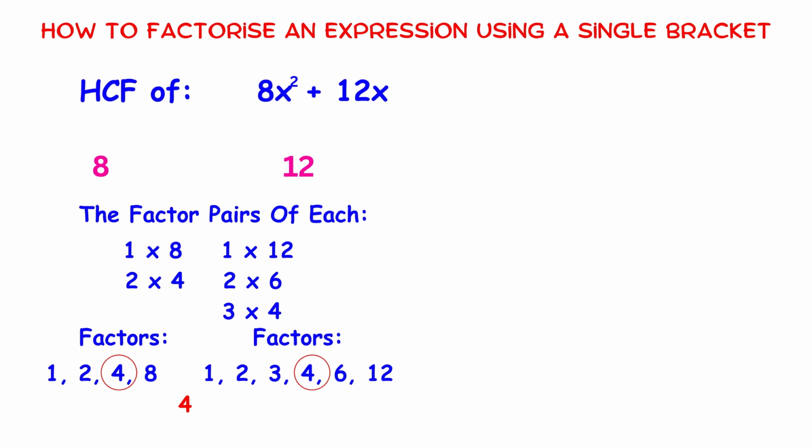So to factorize 8x squared plus 12x, the first thing we need to do is find the highest common factor of the 8x squared term and the 12x term. The best way to do this is to start with the numbers and then look at any letters one by one. So starting with the 8 and the 12, you might just know off the top of your head that the biggest number that goes into both of them is 4.